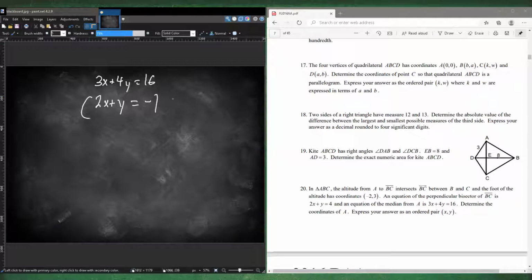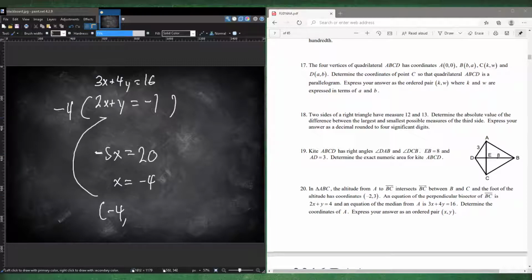So we could just multiply this entire thing by -4 and then add it to the first equation. So -8 plus 3 is -5. -4y plus 4y, that's 0. -4 times -1, which is 4, plus 16 is 20. So then divide by -5, so that's -4. So that's going to be our first coordinate.